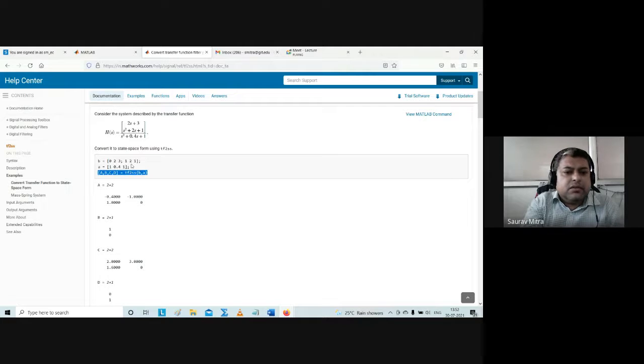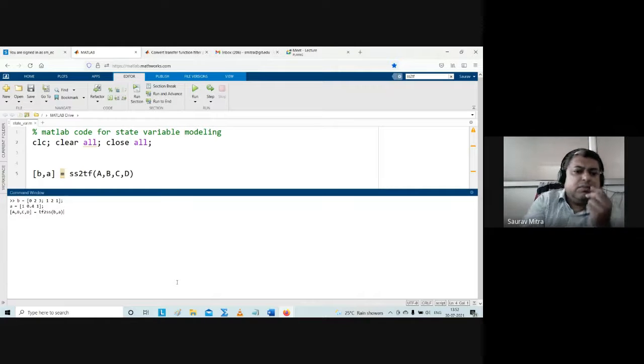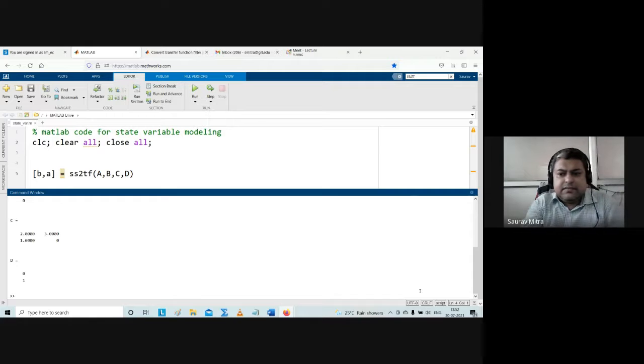So what we are getting, B and A, all these things are given. So things are actually very easy. B is equal to [0, 2, 3; 1, 2, 1], and you are trying to find out like this. So you have defined the equation. B is [0, 2, 3; 1, 2, 1], and A is [1, 0.5, 1]. So two cases you have defined. Now you are finding the ABCD matrix.